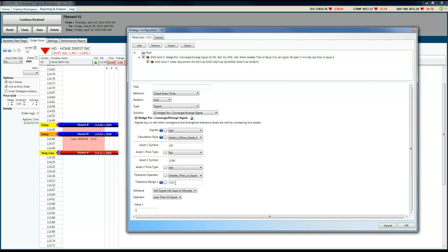And I'll explain more about the math a little later about how that works. All right. So, because basically it's just the difference in percentage. So if Home Depot was up 1.2% and Lowe's was up 1%, then this difference would be 0.01 away from closing out. Does that make sense? Or to be more exact, if Home Depot was up 1.21% and Lowe's was up 1%, then this would close out.